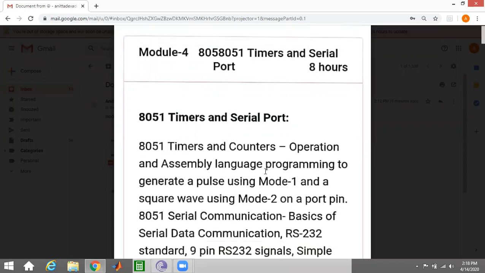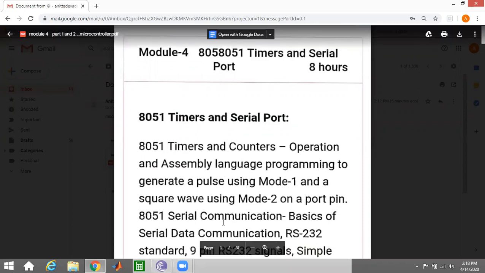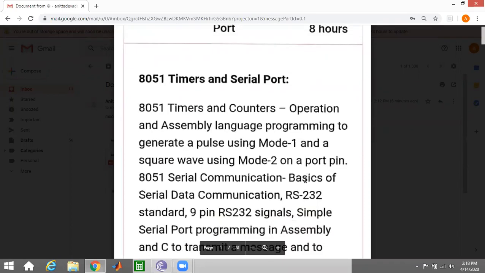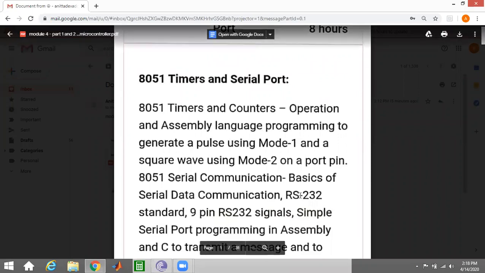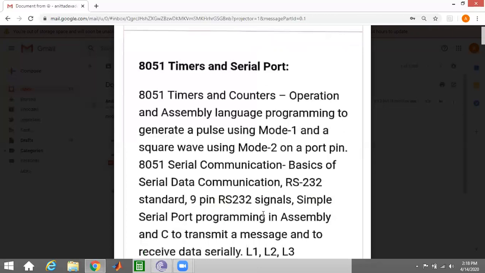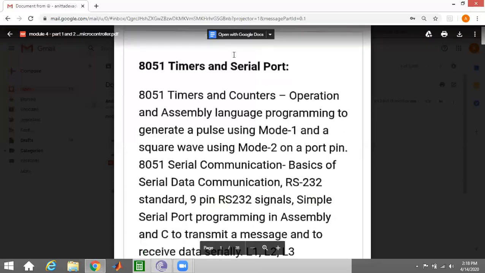The third part of the module is serial communication, where we have to study some theory. These things are theory: basics of serial data communication, RS-232 standard, 9-pin RS-232. These are all just theory. After that, simple serial port programming in assembly language and C.